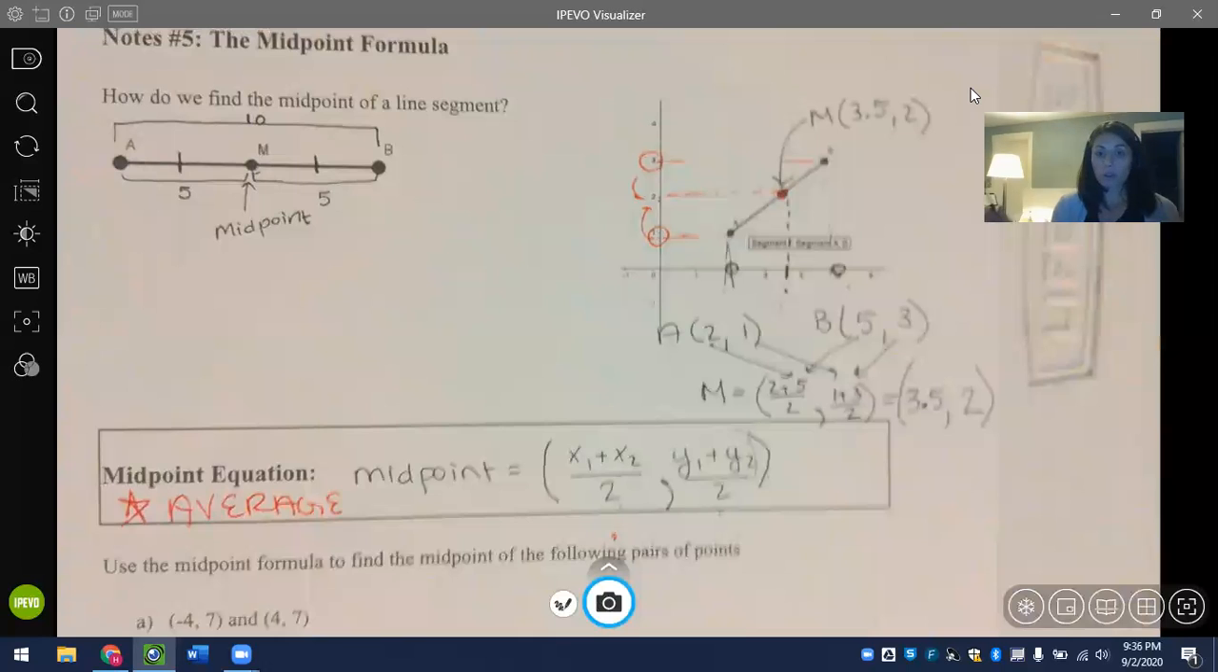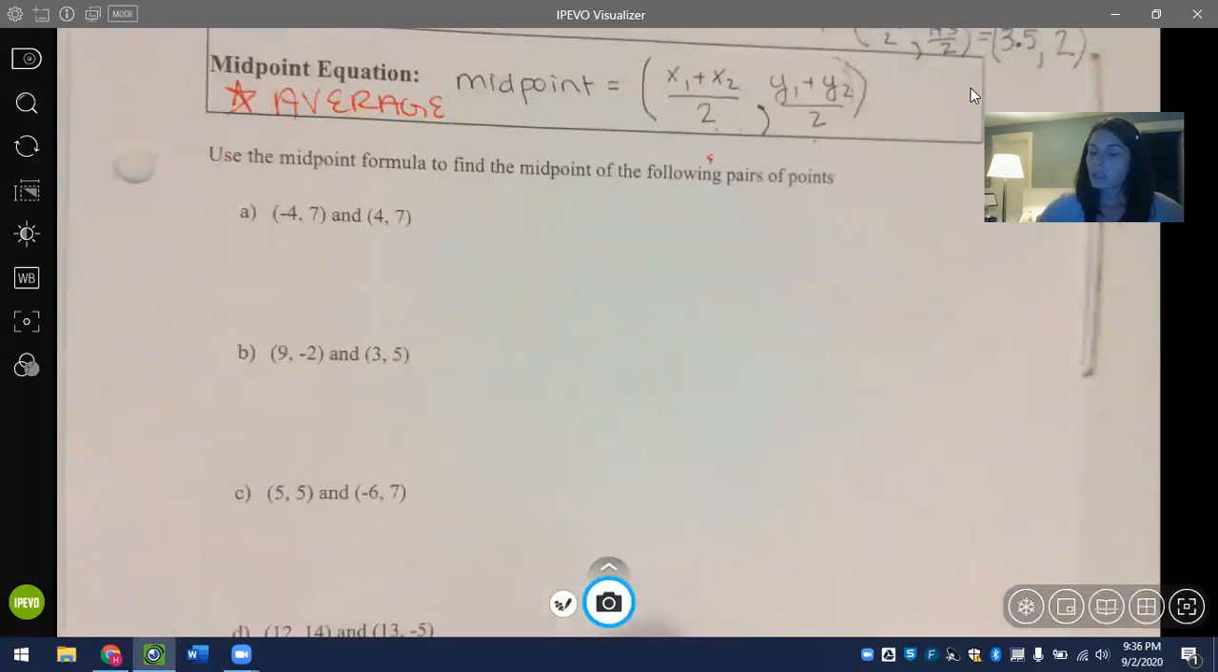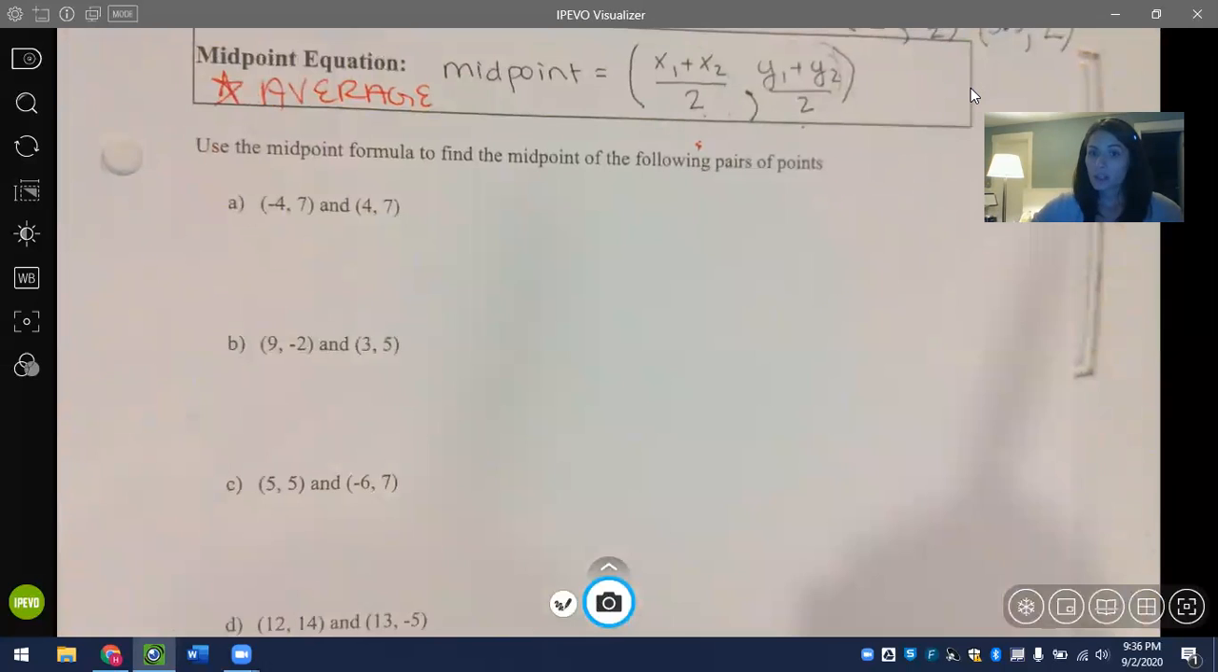Okay, so midpoint, exactly in the middle. I can either use my formula or I can average my x's and average my y's. We're trying to find that middle point. So a few examples here. On my first one, I don't need a visual to be able to do this. I don't need the graph.